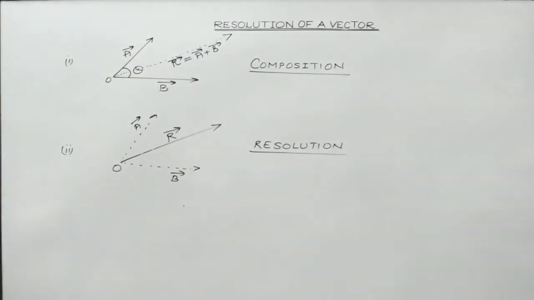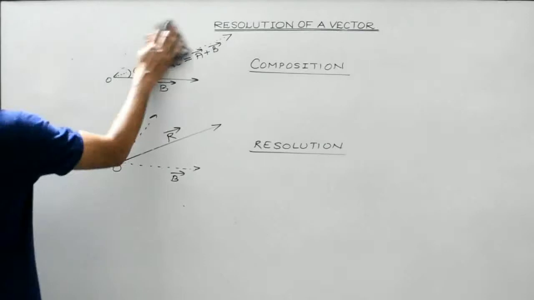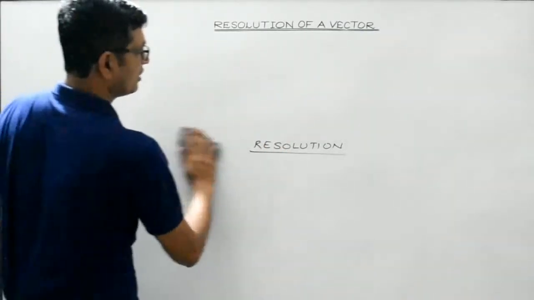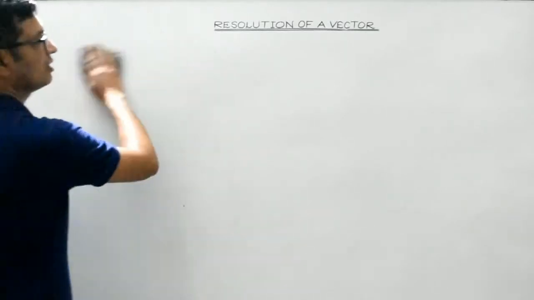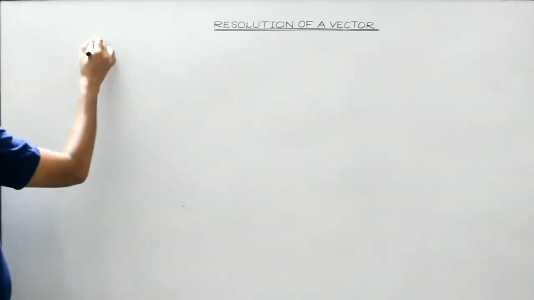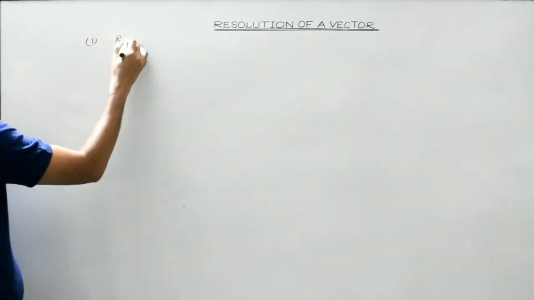So let's start with the actual topic now. So the rectangular components of a given vector. First we'll discuss in 2D and then we'll discuss in 3D. So first let's discuss the rectangular components in a plane.